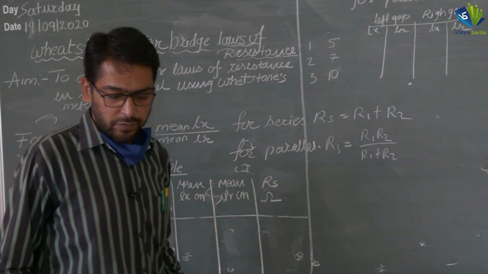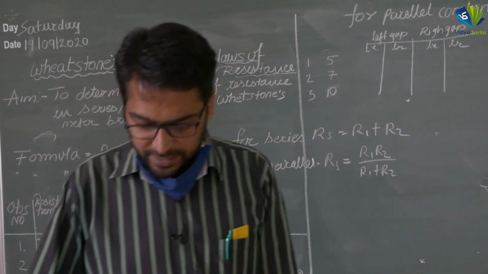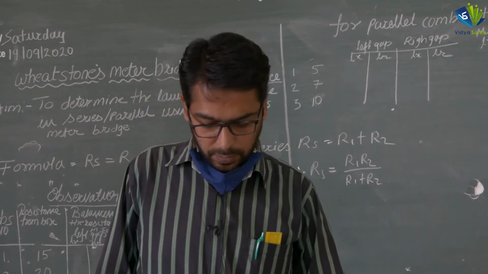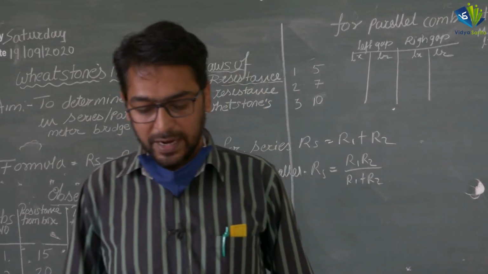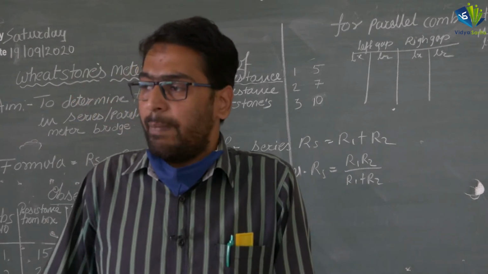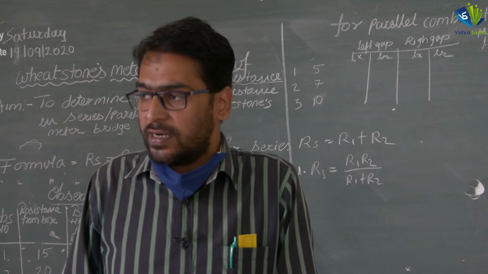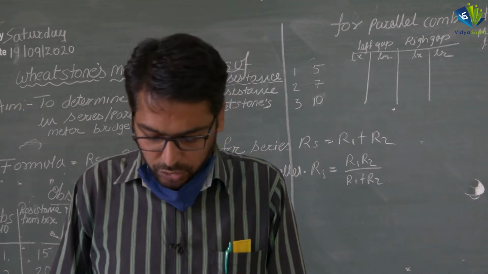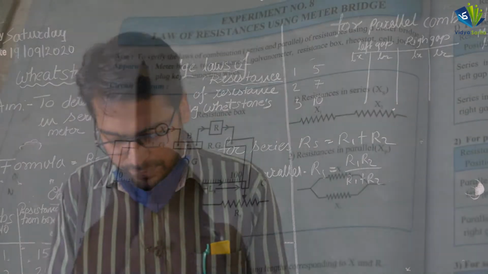First of all we'll have the apparatus. To conduct the experiment, we require some apparatus. The apparatus will be the meter bridge, battery eliminator, galvanometer, resistance box, and Wheatstone meter bridge. So we'll see the circuit now.